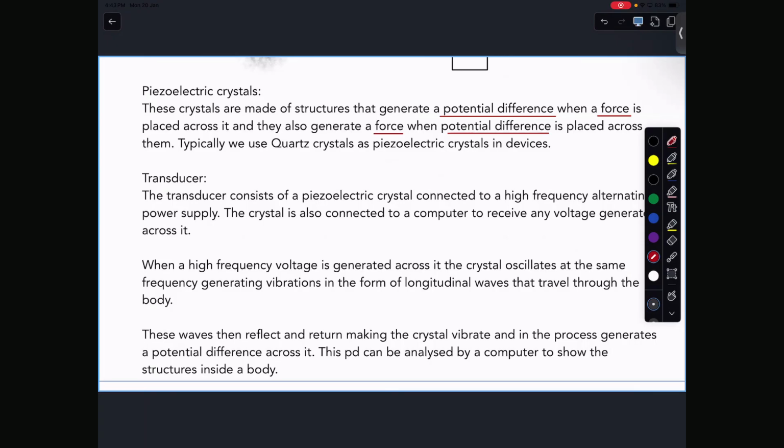Power supply. So you take a power supply, an alternating power supply, or a power supply that you can control. You connect it across the crystal, and then you set what kind of supply you want. Do you want a DC, AC, 10 volts, 20 volts, and that will continuously be provided across it.